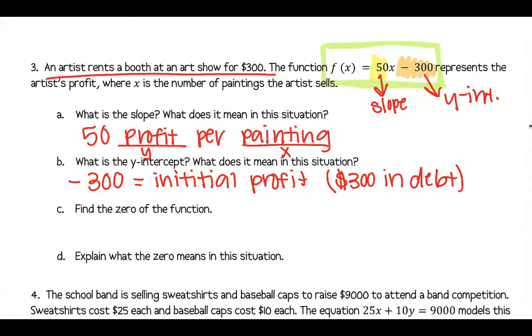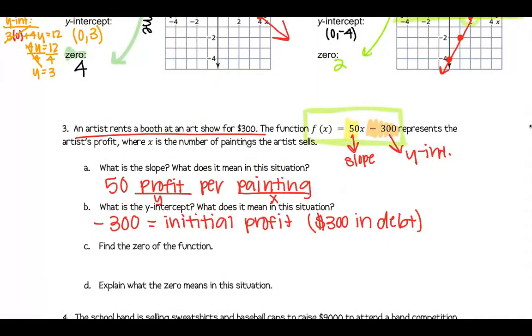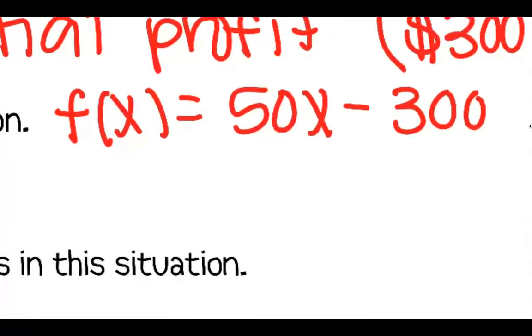What is the zero of the function? So zero, again, it's asking for the x-intercept. I've got the equation up here: f of x equals 50x minus 300. I don't know why I keep saying 30.